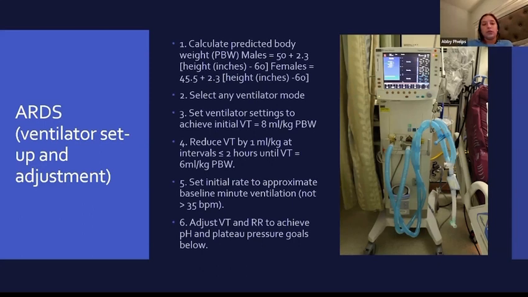And then you need to set your initial rate approximate to your baseline minute ventilation, and then adjust tidal volume and respiratory rate to achieve the pH and plateau pressure goals that I'm going to go over.